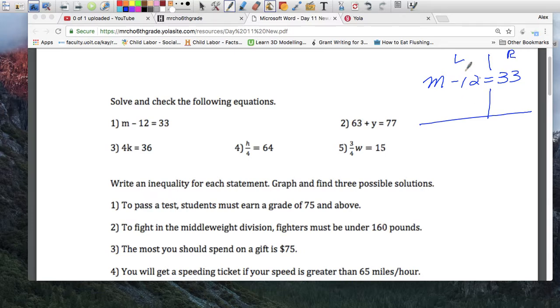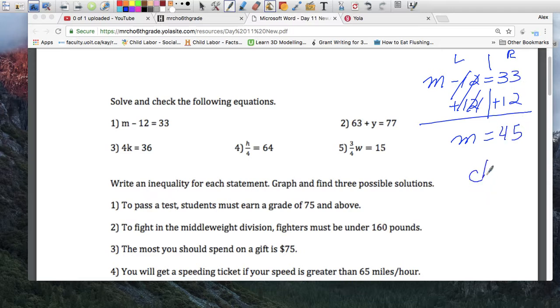So the operation here is subtraction, so I'm going to use that as my guide. The opposite of subtraction is addition, so plus 12. And if I do plus 12 here, I must do plus 12 on this side. These two combined equal 0, so I don't need to write it, so I'm just going to bring the n down. And n equals 33 plus 12, which is 45.